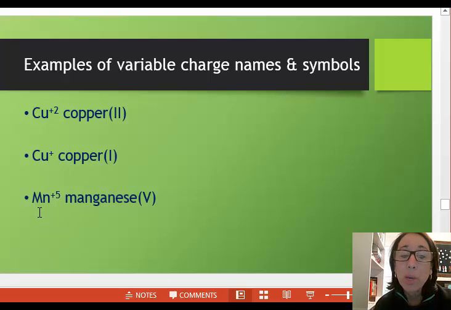Manganese is a transition metal which can form cations of many different charges. The manganese cation with a +5 charge is named manganese 5, which we write as manganese parentheses V.